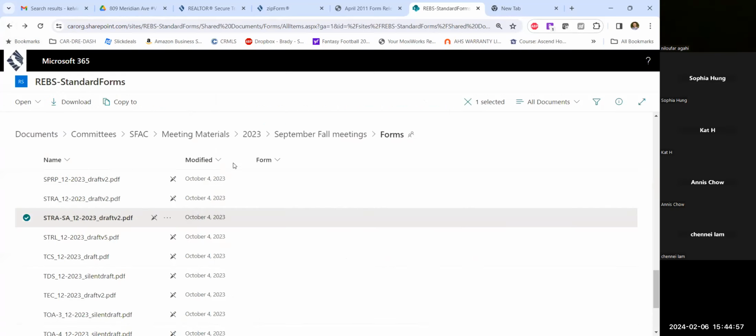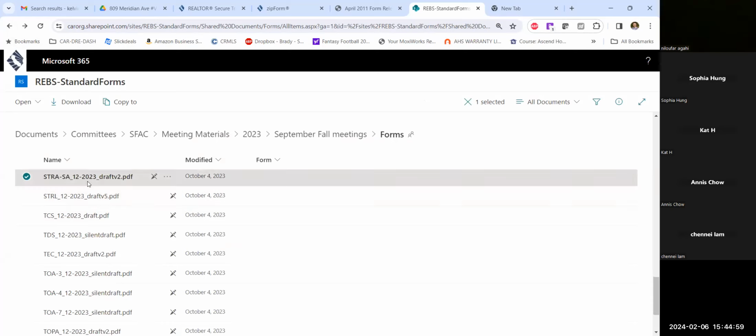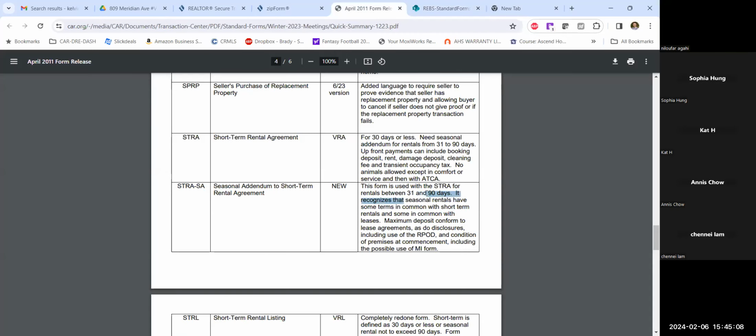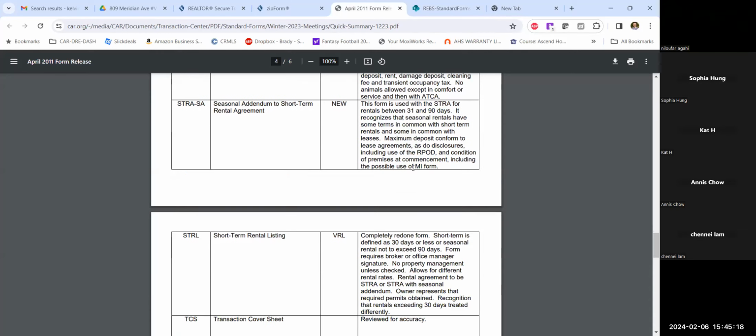Seasonal would be used for longer than 29 days. And so this SA would be the one for seasonal usages. This would be between 31 and 90 days. Maybe in the summertime you want to rent out a Hawaii summer house for 90 days. Great. Use this seasonal one. Okay?